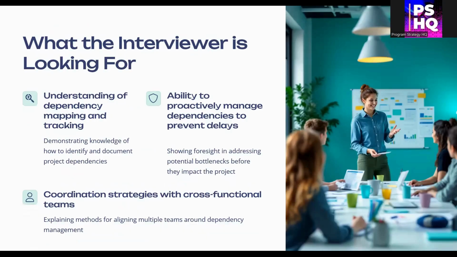Understanding of dependency mapping and tracking. Mention tools and techniques such as dependency maps and risk assessments. Proactive management. Explain how you anticipate and resolve dependency issues before they become blockers. Cross-team collaboration. Highlight your ability to coordinate across teams to maintain alignment. Be sure to include keywords such as dependency mapping, critical path analysis, risk management, cross-team collaboration, and proactive issue resolution.